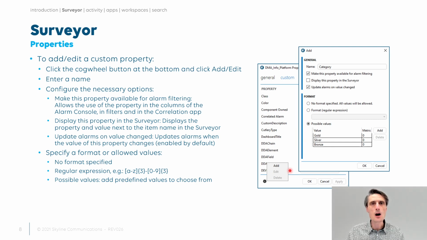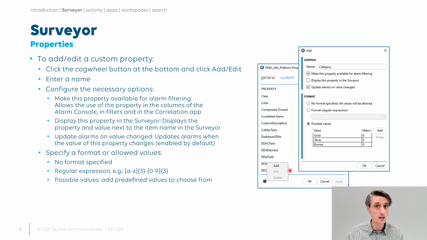And then we have three options. Just take a second to take a look at that. The first one, you need to handle with care. That's make this property available for alarm filtering. And why do I say you need to handle it with care? That is because if you activate this option, this property will be attached to every alarm that is being generated in your DataMiner system so that you can use it for alarm filtering.